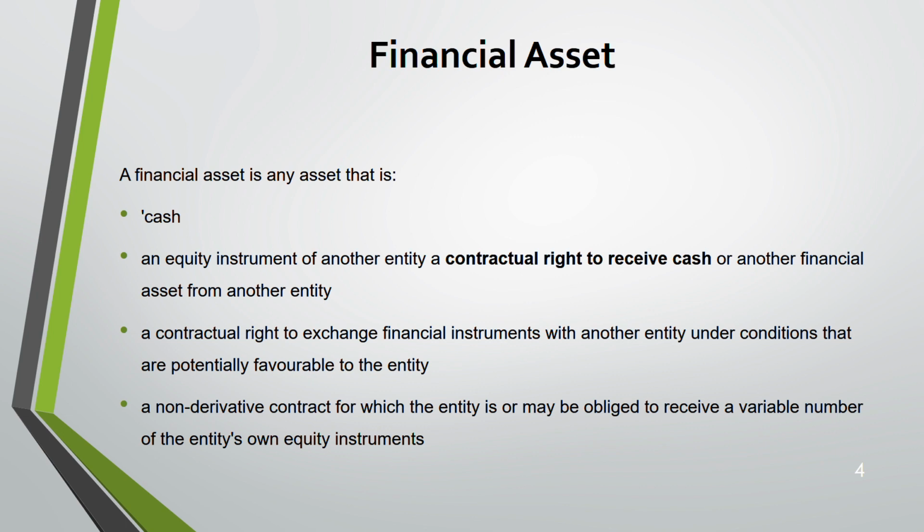If it's a derivative contract, the way of dealing with it is different from the way you deal with a non-derivative contract. Derivative contracts we are going to cover in IFRS 7 and IFRS 9 later on, which is a big, huge standard in itself, right? But for now, a non-derivative contract for which the entity is or may be obliged to receive a variable number of the entity's own equity instruments. Okay, if you're not understanding the meaning of it, it's fine. Through the question you will understand it better.